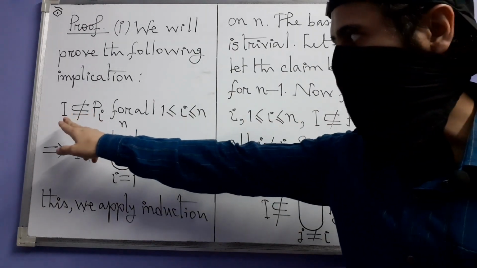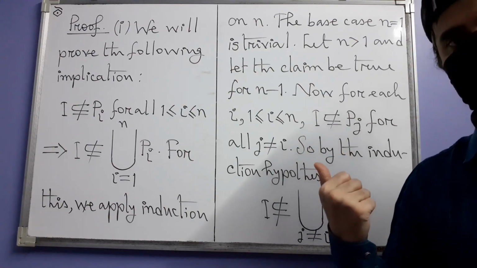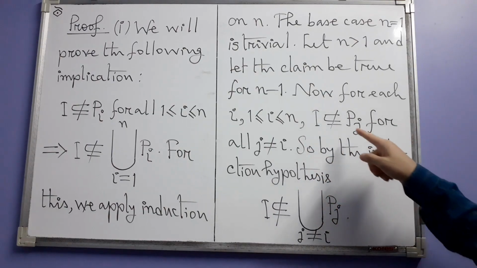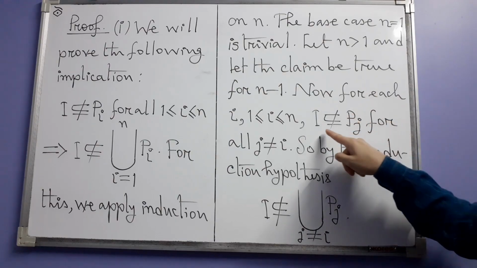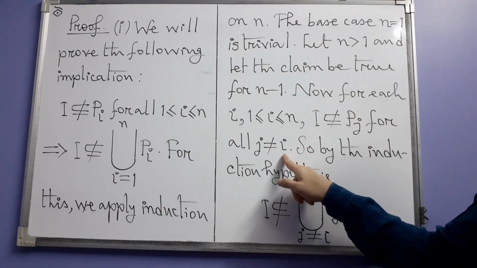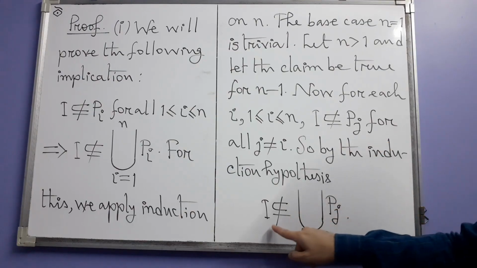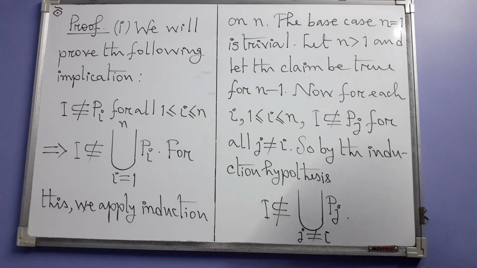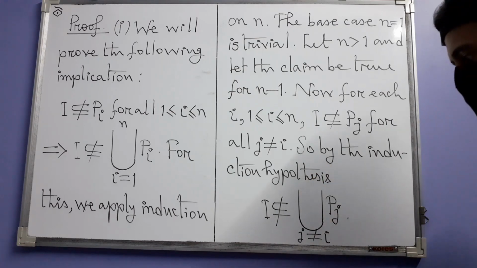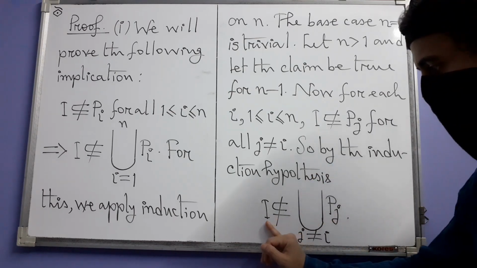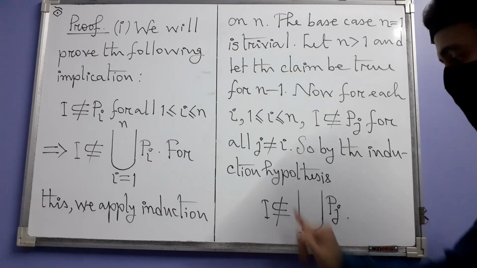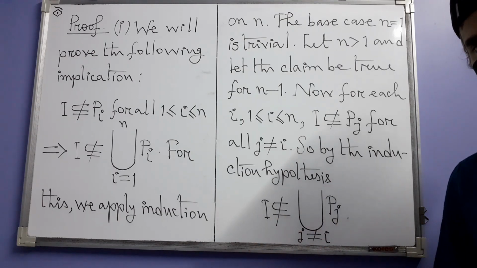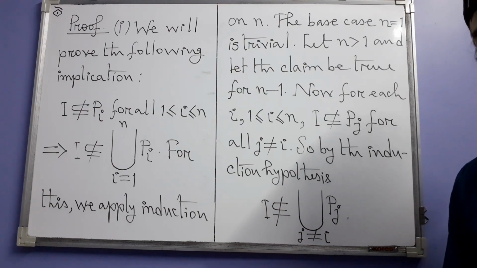That means I is not a subset of all the Pi's. So obviously that also is true in particular for all the Pj's where j is not equal to i. So by the induction hypothesis, I is not a subset of the union of all the Pj's where Pi is not present. Now, what does this give us? This gives us an element in I which will not be in this union. That is why I is not a subset of this. So we write that next and let's see what comes after that.